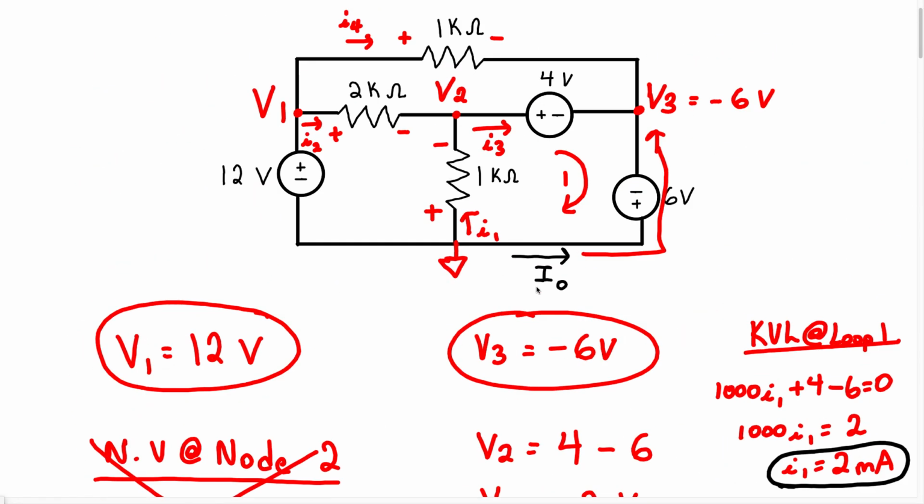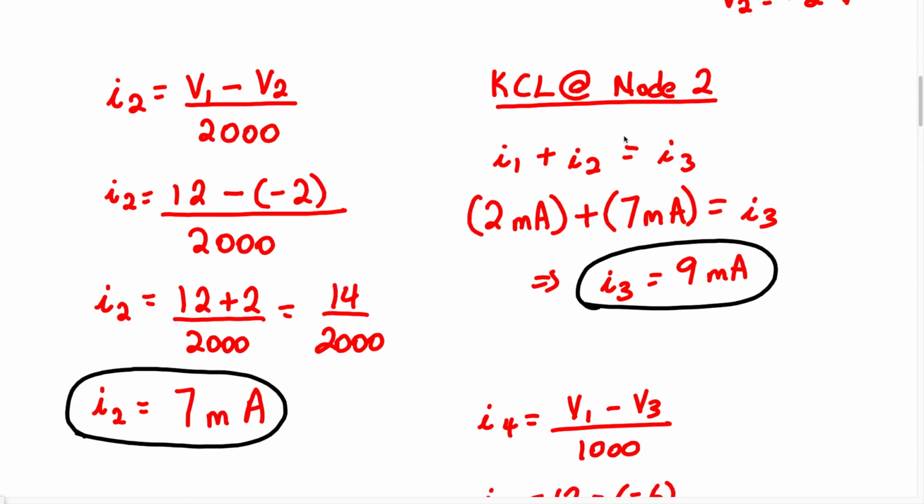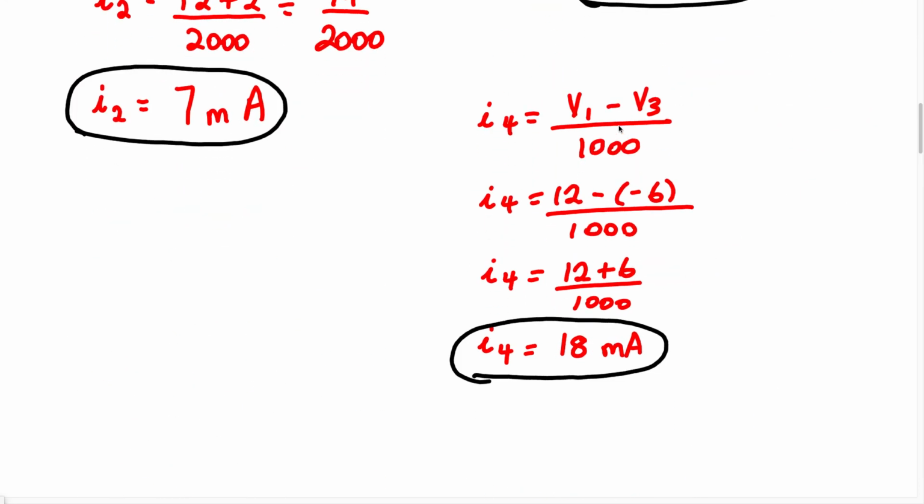Okay, so now that we know the current flowing in this resistor, we know the current flowing to this voltage source. To find the current I0, which is the current flowing through this 6-volt source into this node, we can just use KCL, right? Because we have all of the currents flowing in this node, we're going to add I0 plus I3 plus I4 and set it equal to 0. So we're going to do KCL at node 3.